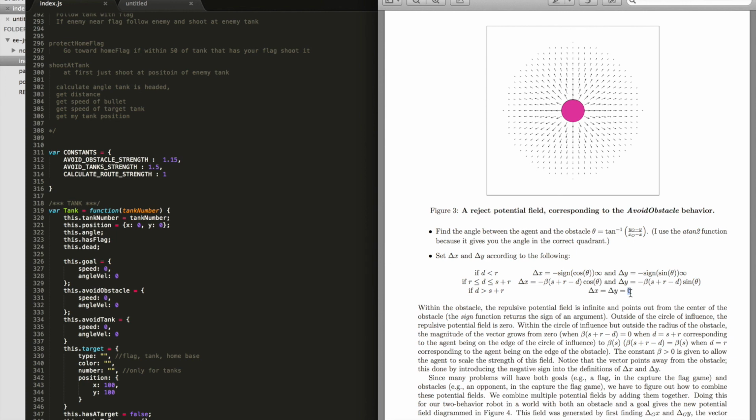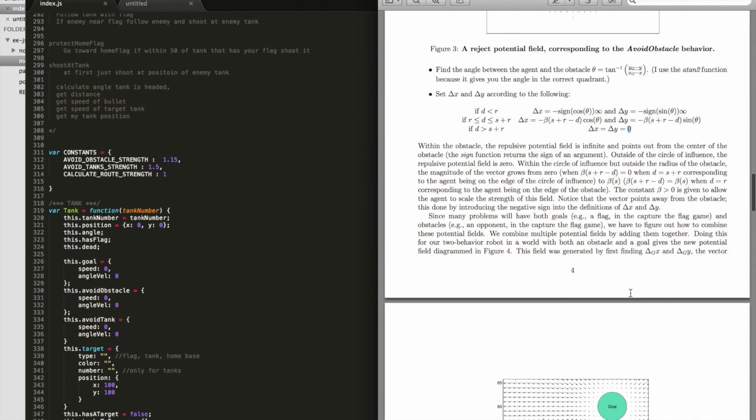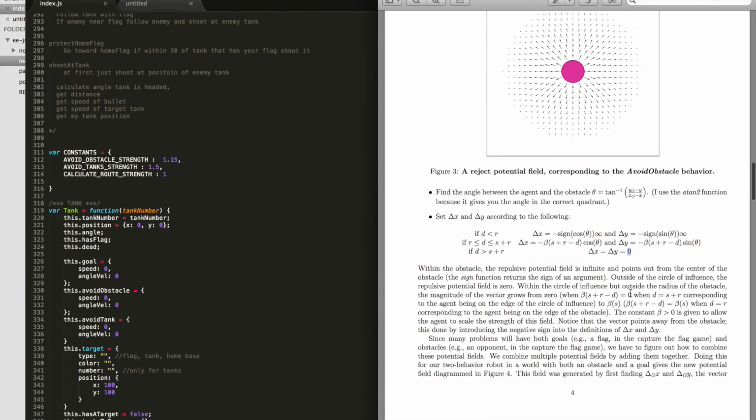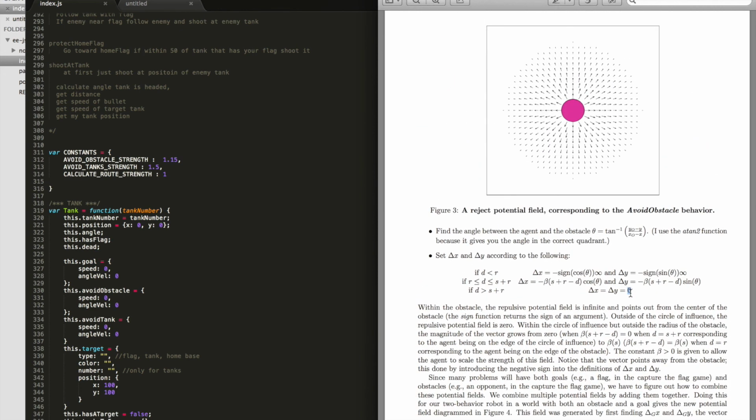And the way that potential fields work is that we add them together, and as I said earlier, the one that's strongest is the one that wins, and that's the way the tank ends up going. Okay, so now over here, let's take a look at how I've implemented the avoid obstacle potential field and the calculate route potential field.